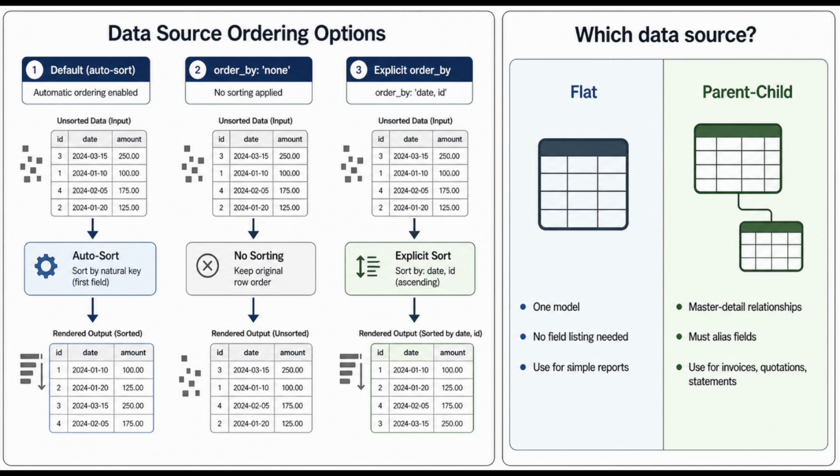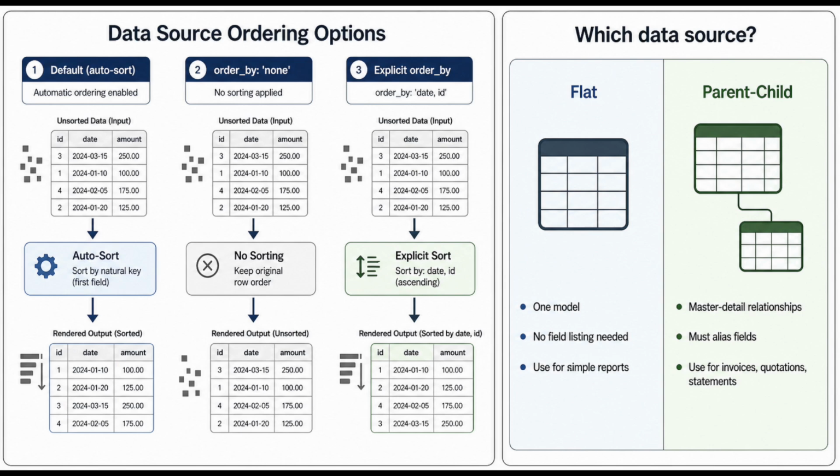Use a parent-child data source when your report needs master detail layout: headers with repeating line items, such as invoices, quotations, or statements. There are two practical reasons to prefer parent-child over flat in this situation. First, selecting records by the parent model is more efficient than selecting by child records and traversing up through model references. Second, some parent fields may not be accessible from the child model through Odoo's field referencing mechanism.